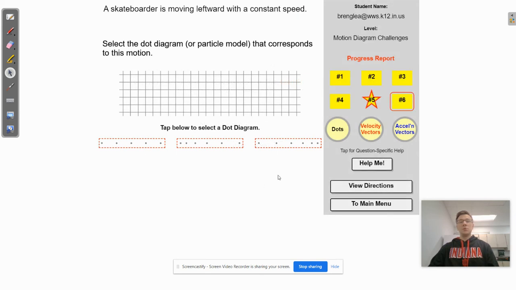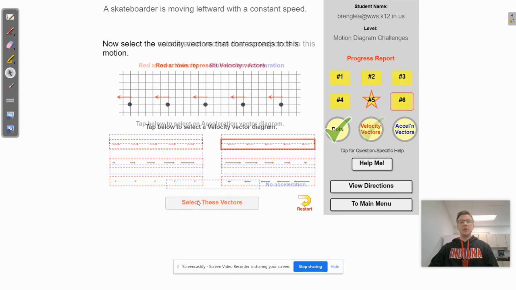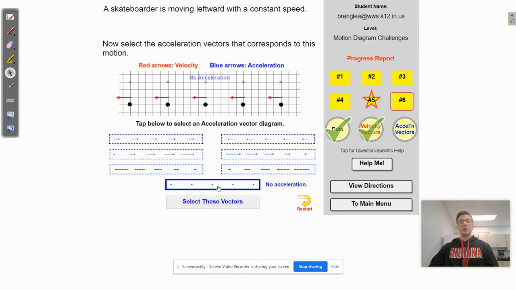So unfortunately, we got another constant speed one, so I'll go through this quickly. And this one's just to the left, so I'm choosing constant velocity to the left, and then no acceleration.